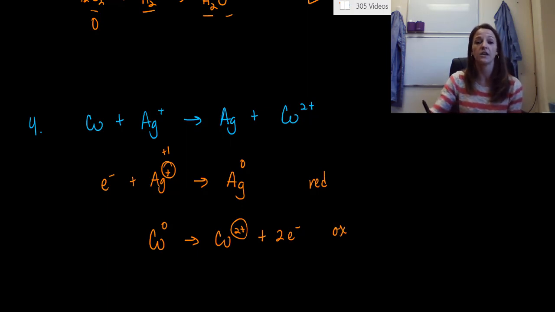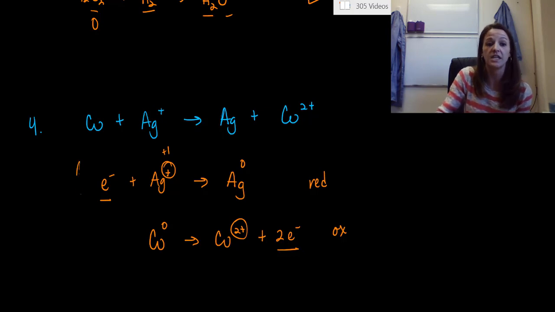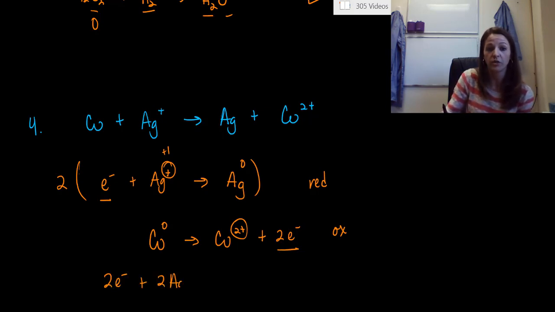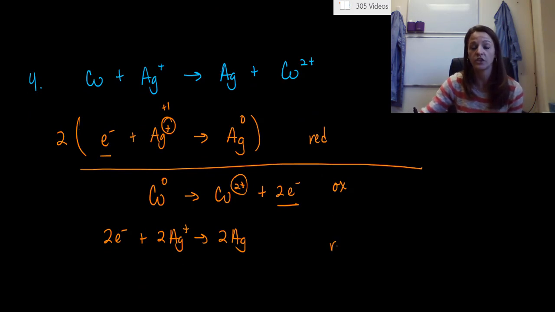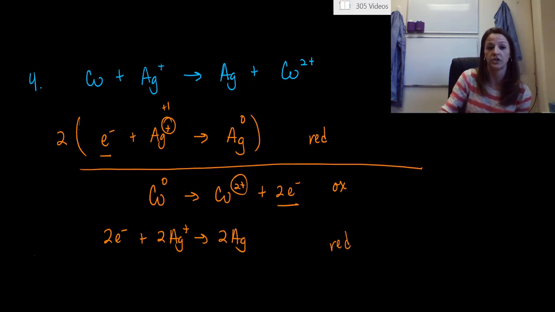Now, what I see here is that I have 2 electrons in my oxidation half reaction, 1 electron in my reduction half reaction. The only way I can balance this out and properly add them together is I need to multiply my entire silver section by 2. So this becomes, I'm going to rewrite down here, 2 electrons plus 2 silver pluses going to 2 silver zeros. So now I'm going to draw a line here just to separate out. And so now we have a new reduction half reaction. Our oxidation reaction hasn't changed.